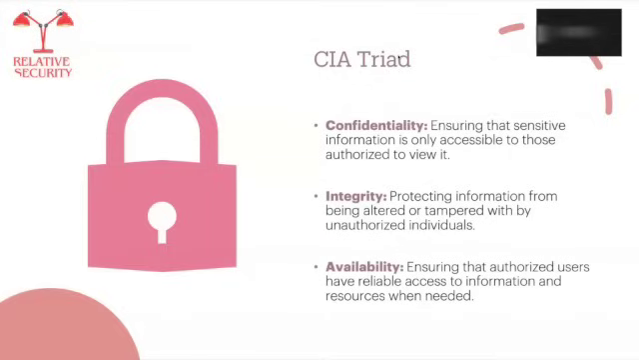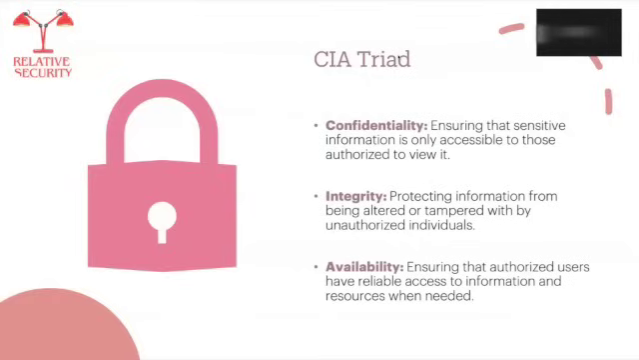Integrity is protecting information in a way that it is not being altered or tampered with by any unauthorized individuals. And then availability is to make sure that the data is available whenever it's needed to the authorized users, and they have reliable access to that particular information. That would be availability of your data.